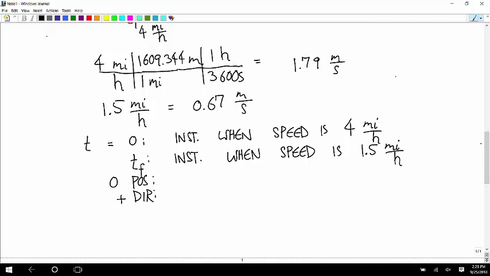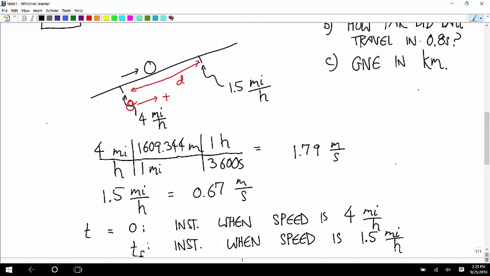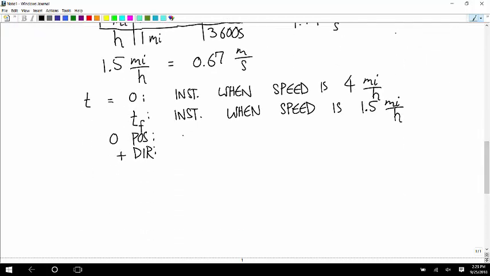And I chose the 0 position. So I chose my 0 position to be the ball's location when time was equal to 0. Anytime you do that, it has a nice little benefit. It always makes your initial position equal to 0. So 0 position is the ball's location at time equals 0. Another way of wording this is that position at time equals 0 is 0. And the positive direction is the direction of the ball's motion.